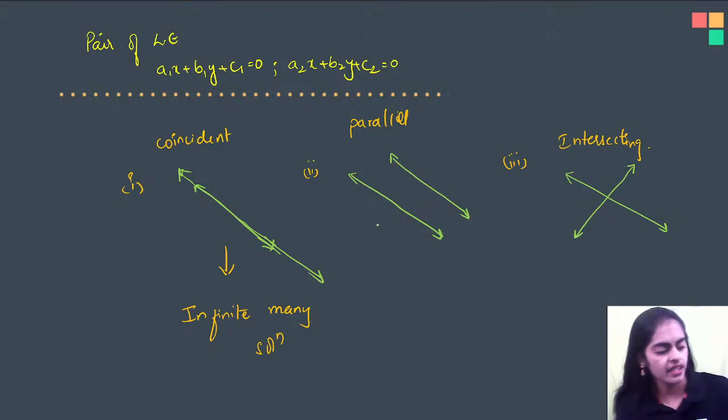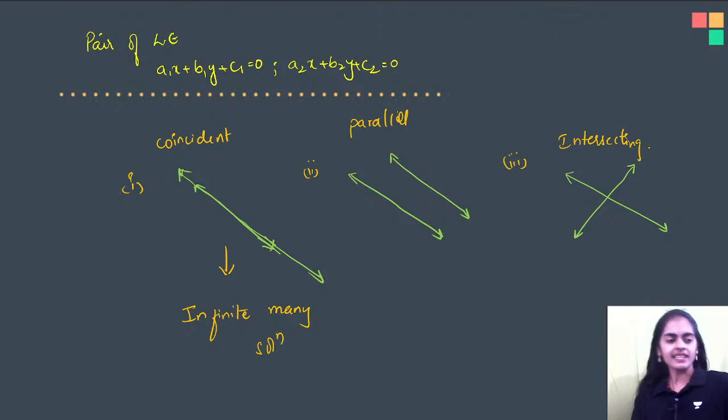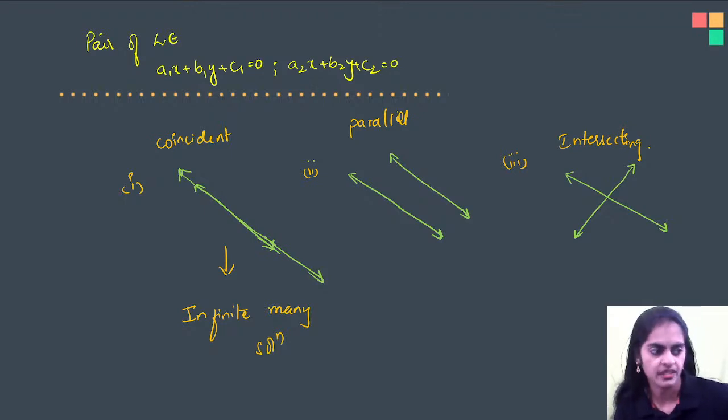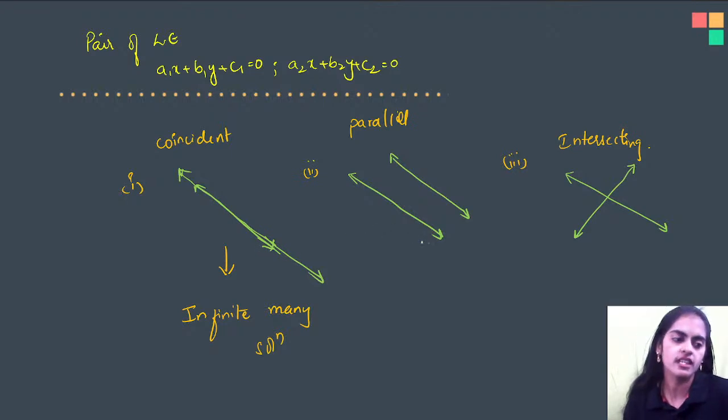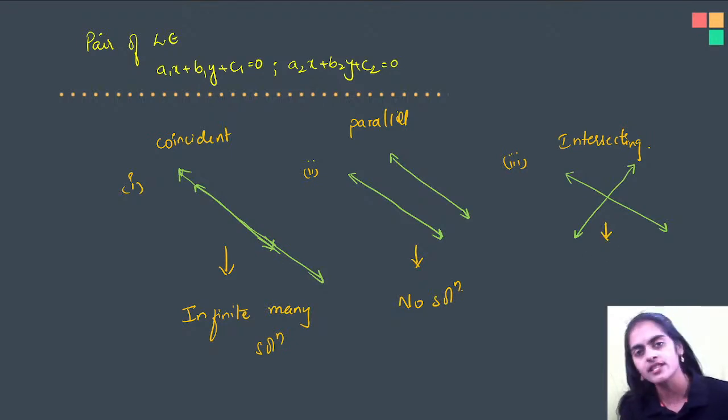Okay. And if I come to parallel lines, they have no solution. Why no solution? Because parallel lines have no common point, or I can say there is no such point which satisfies both the lines together. So there is no solution. Whereas intersecting lines have how many solutions? How many points are satisfying here? There is only one point which satisfies both the lines. So I can say it is a unique point, or a unique solution.